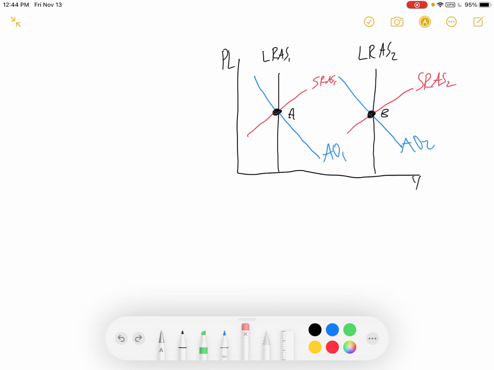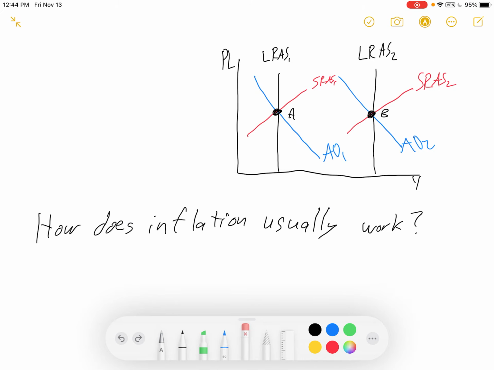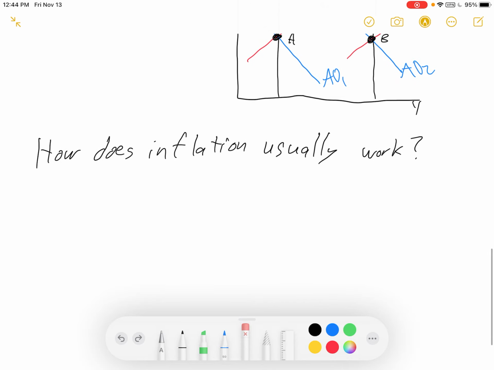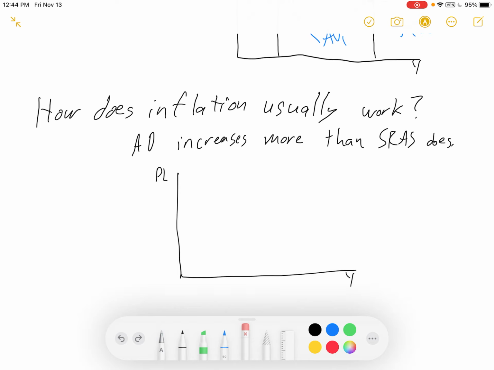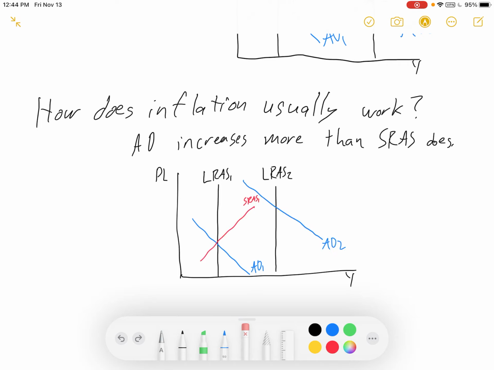Last thing I want to do, I want to reintroduce how inflation might occur. How does it usually work? Well, in this dynamic framework, all we would need to say is that your aggregate demand increases more than short-run aggregate supply. And so if we were to have that long-run aggregate supply curve and a new one for afterwards, and at the original we might have an equilibrium that looks like that, and at the new one we have this big increase in aggregate demand and a smaller increase in aggregate supply, and the effect is that the price level rises.